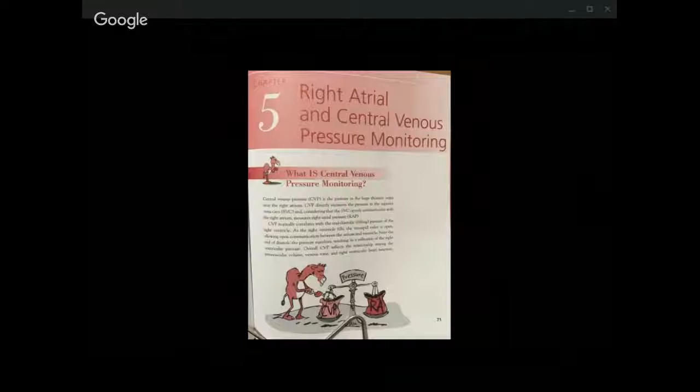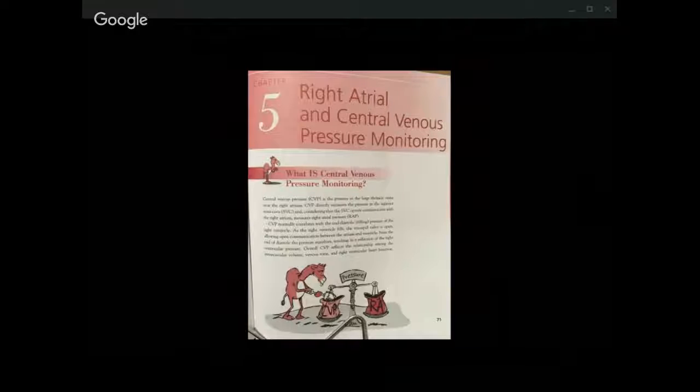Chapter 5: Right Atrial and Central Venous Pressure Monitoring. Central venous pressure is the pressure in the large thoracic vein near the right atrium. CVP directly measures the pressure in the superior vena cava, and considering that the cava openly communicates with the right atrium, it reflects right atrial pressure.